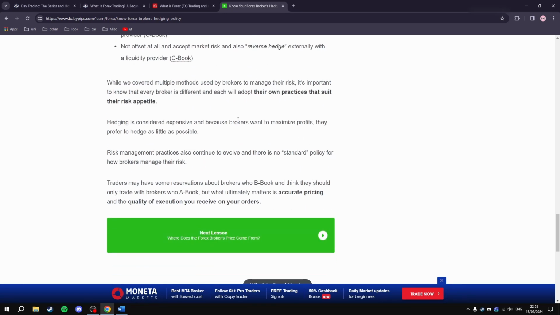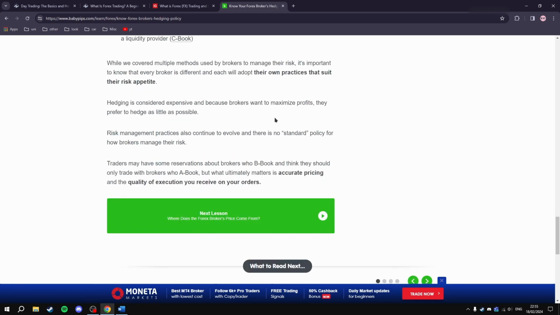While we covered multiple methods used by brokers to manage their risk, it's important to know that every broker is different and each will adopt their own practice that suits their risk appetite. Hedging is considered expensive because brokers want to maximize profits. They prefer to hedge as little as possible. Risk management practices also continue to evolve and there is no standard policy for how brokers manage their risk.